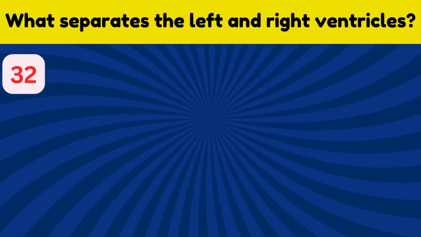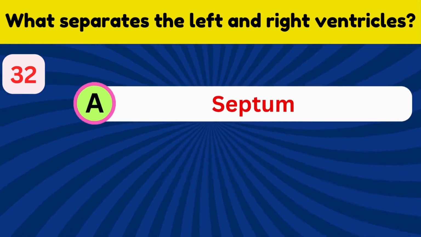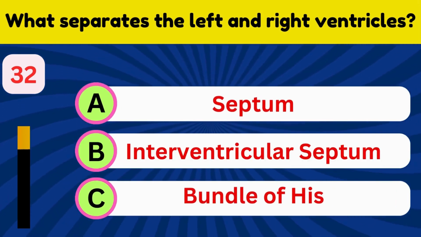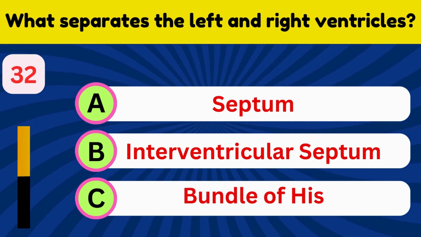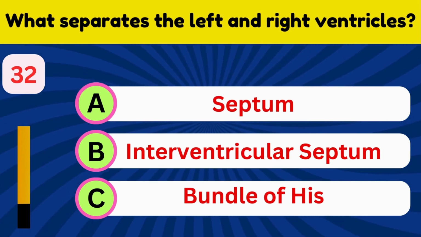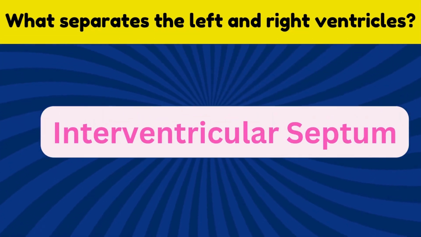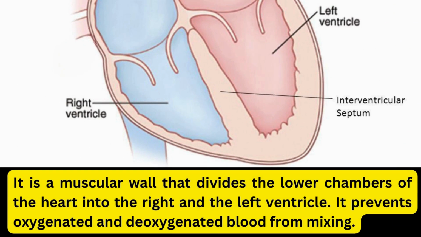What separates the left and right ventricles? Interventricular septum. It is a muscular wall that divides the lower chambers of the heart into the right and the left ventricle. It prevents oxygenated and deoxygenated blood from mixing.